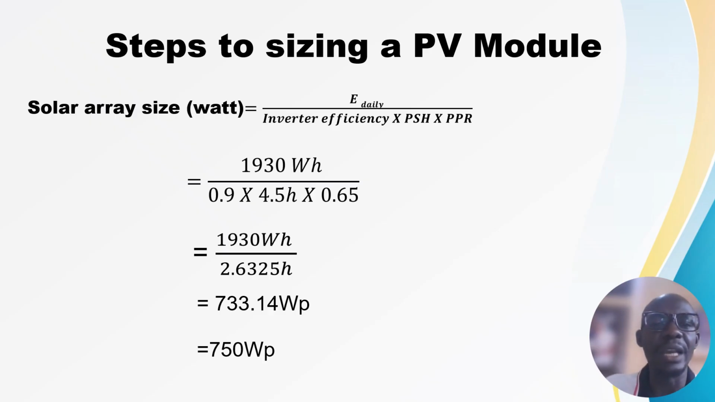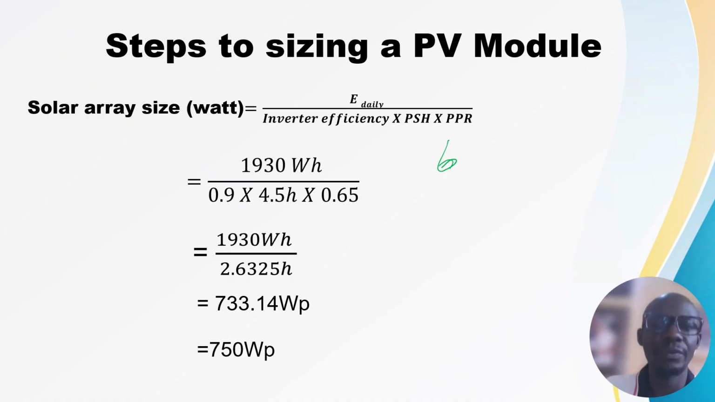So now, 1930 watt-hours, which is our energy daily, from the first video we made on our design, the energy audit. That's our E daily, the watt-hour to be consumed by the client. Our inverter efficiency is 0.9. And because of where we are, we choose 4.5 as our PSH. That is, I experience 4.5 hours a day of sunshine. Then our panel performance ratio is 0.65.